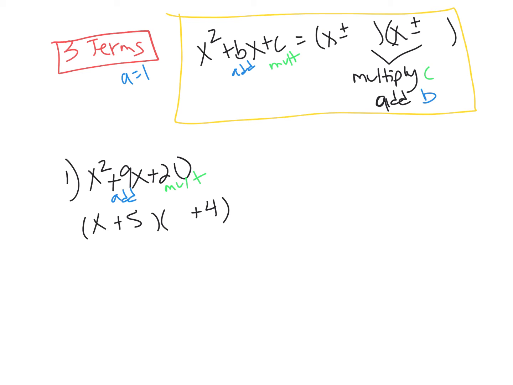And the only way to get x squared is x times x. So again, how can I check my answer? I can FOIL this out, first, outer, inner, last. Or I can graph and see if these two graphs match up exactly.